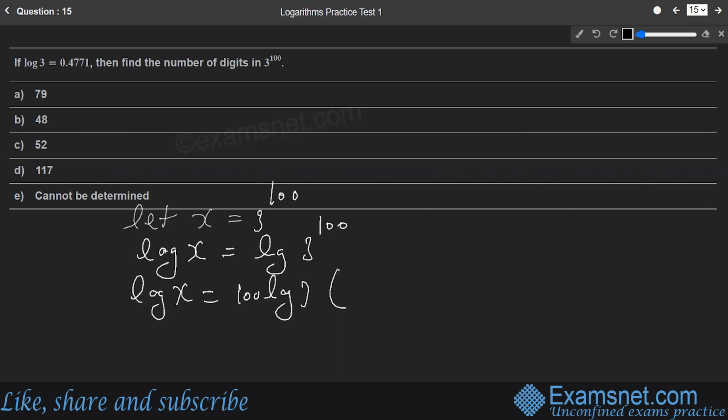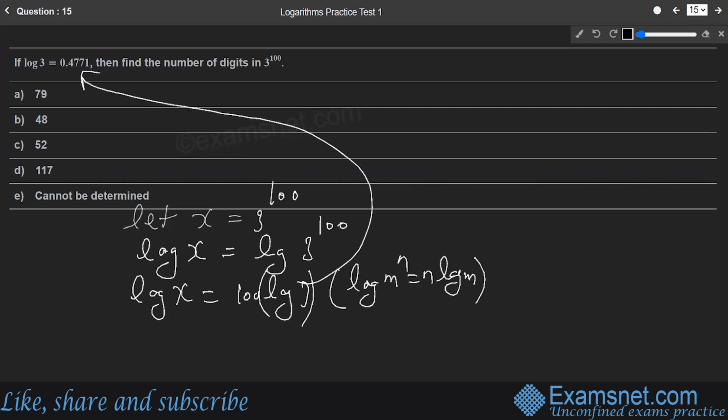And which property have we used? The property used is log m to the power n is nothing but n log m. Now log x becomes 100 log 3, and the log 3 value can be replaced as it is given in the question. So log x is equal to 100 into 0.4771, the given value of log 3. If you multiply it together, it comes out to be 477.1.